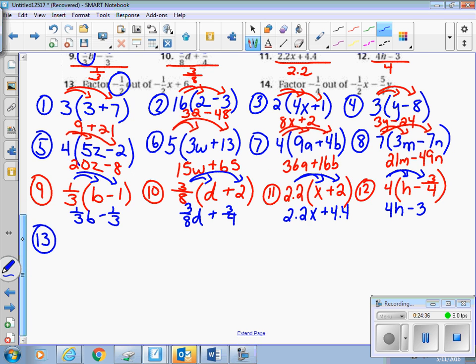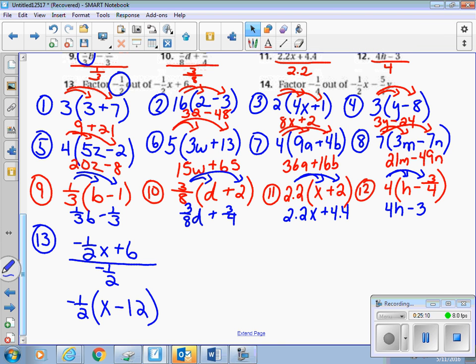I'm going to rewrite the expression down here. So I've got negative 1/2 x plus 6, and they want me to factor out the negative 1/2. Therefore, I'm going to divide everything by negative 1/2, and negative 1/2 is going to be my first factor. Negative 1/2 x divided by negative 1/2 will leave me with a positive x, because a negative divided by negative is a positive. Positive 6 divided by a negative 1/2 would leave me with a negative 12.